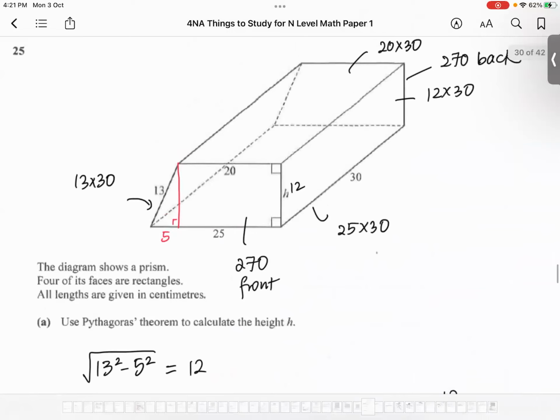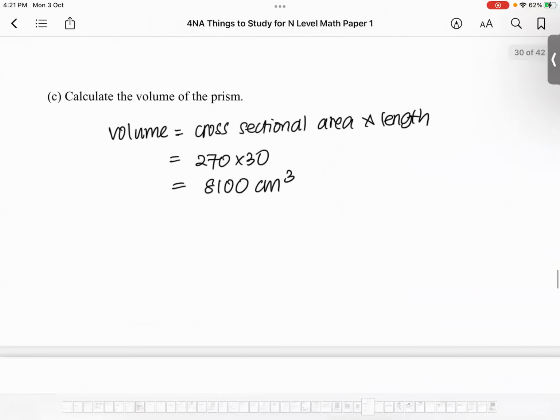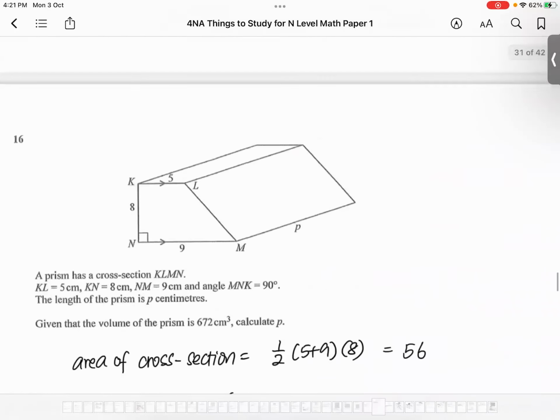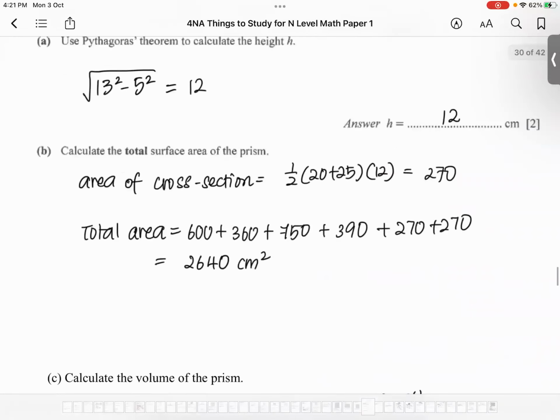This one, I just highlight these two. They are from different years. Do you notice what the shape is? Different year papers, but they like to set a trapezoidal prism. So what is a prism?